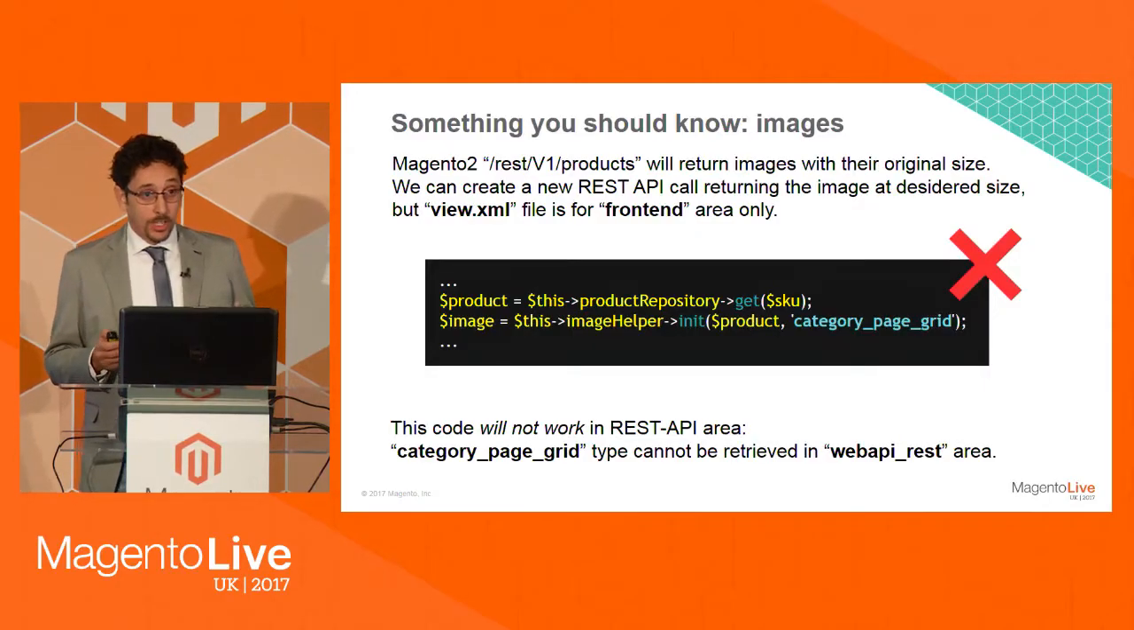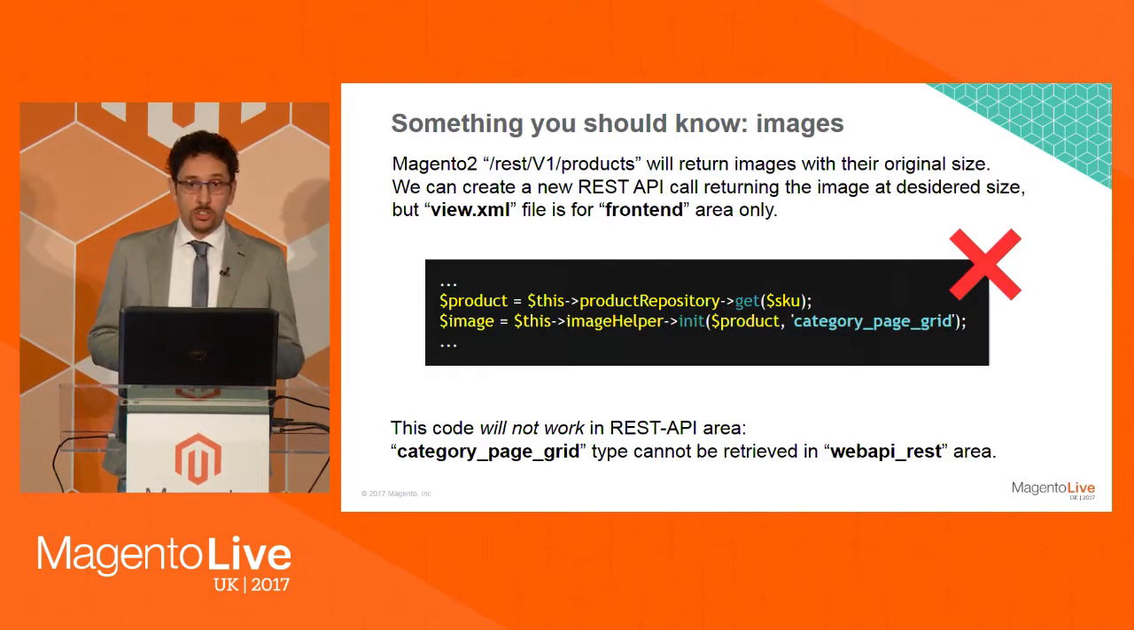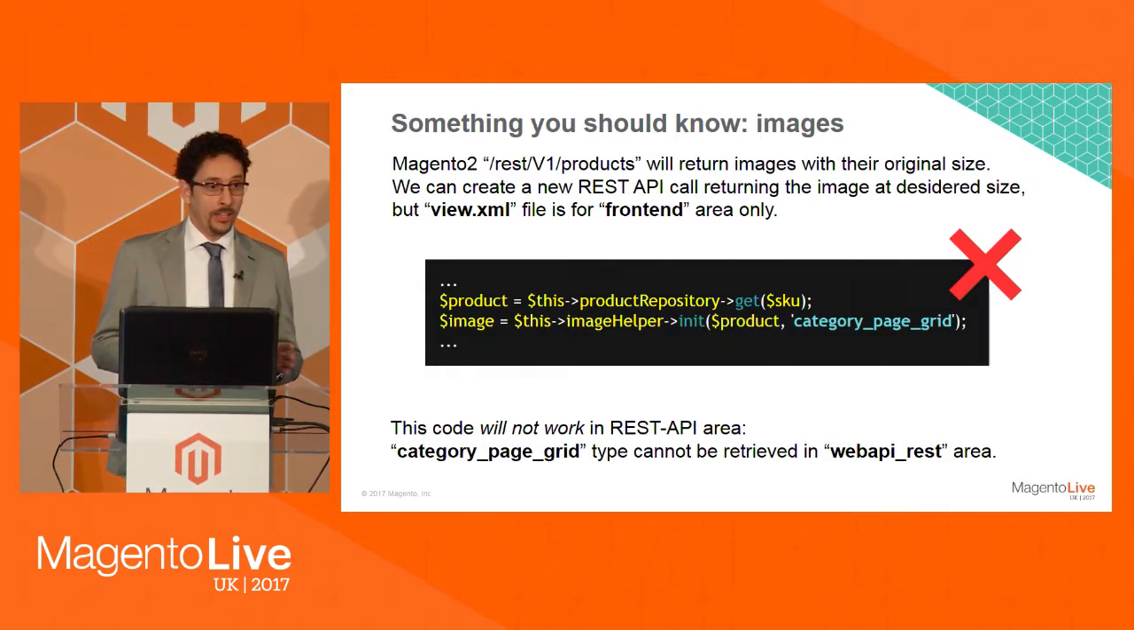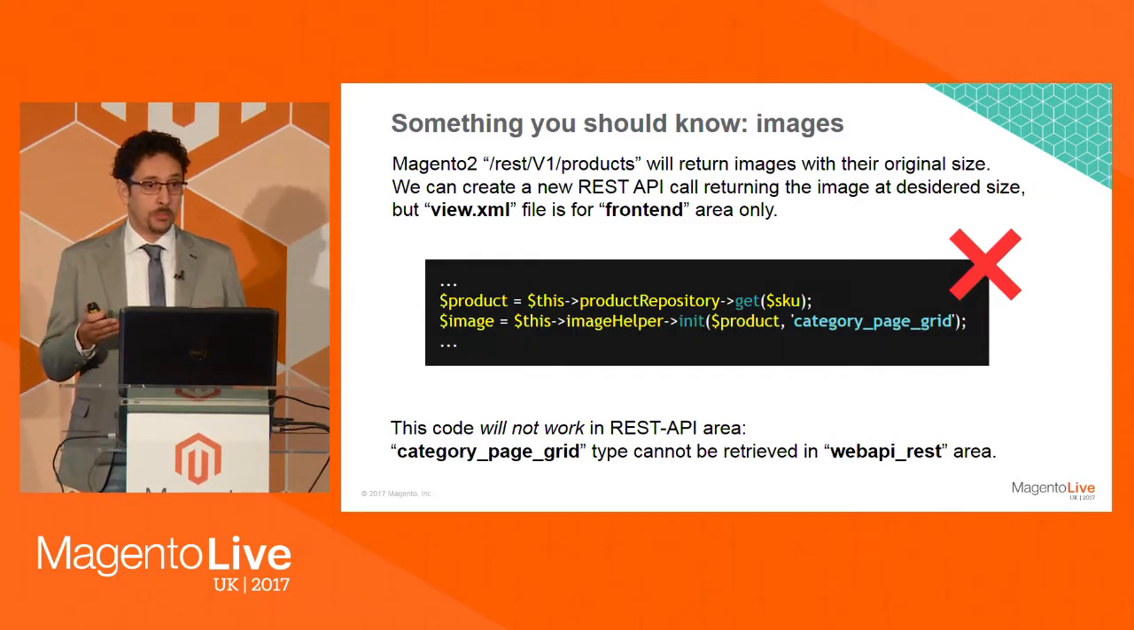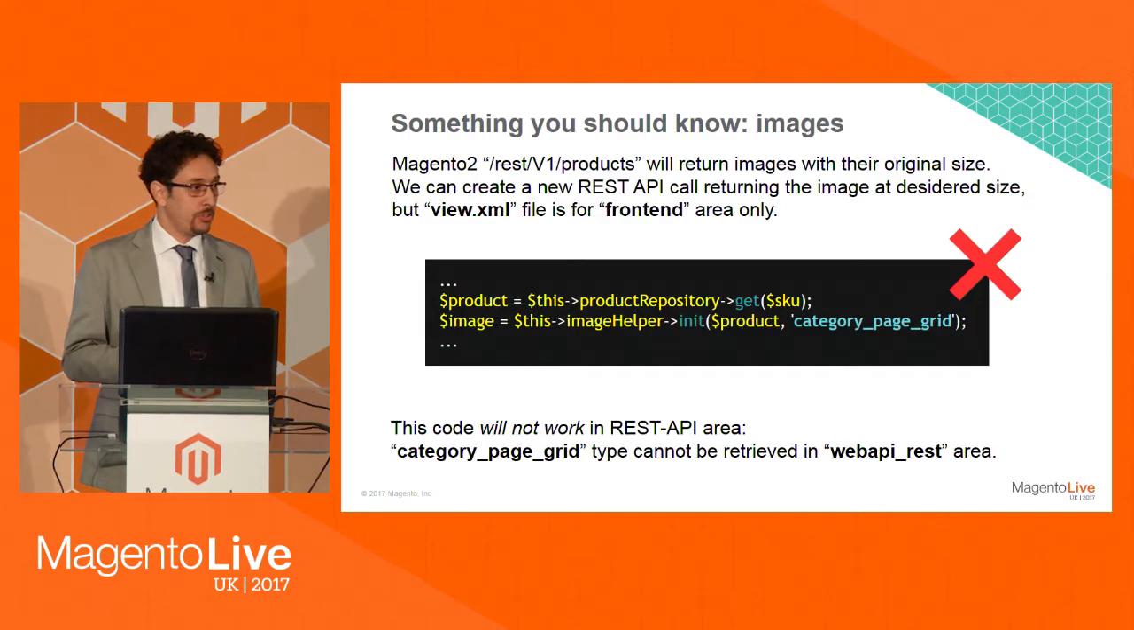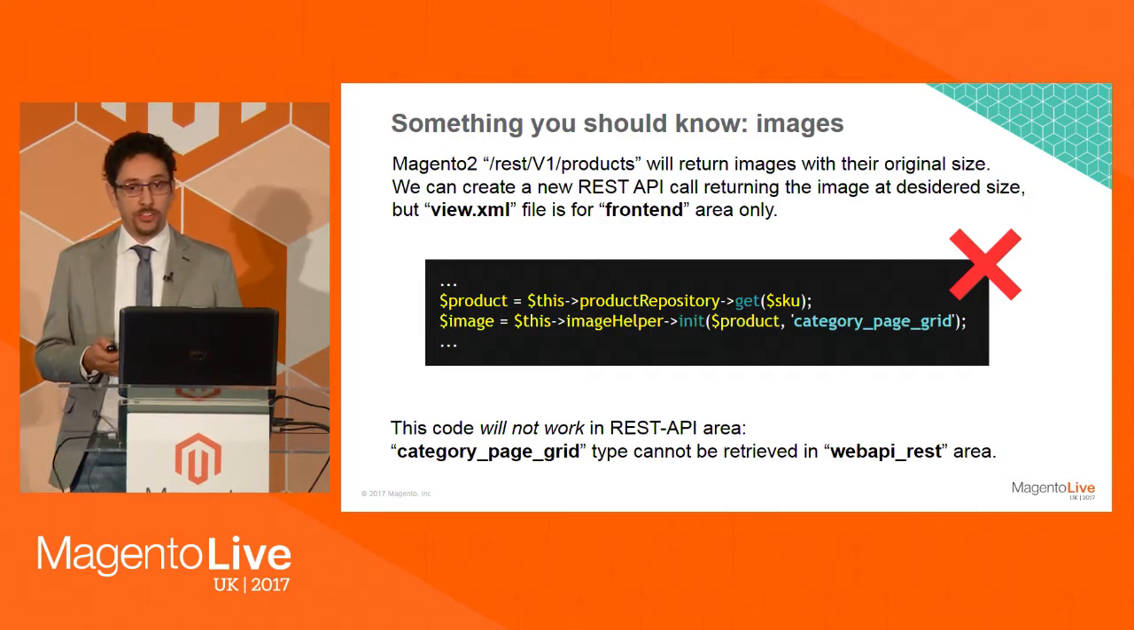Another thing you should know: images. Images in Magento 2 work in a different way compared to Magento 1. Because in Magento 1, you could just specify, for example, image dimensions directly inside the PHTML file.